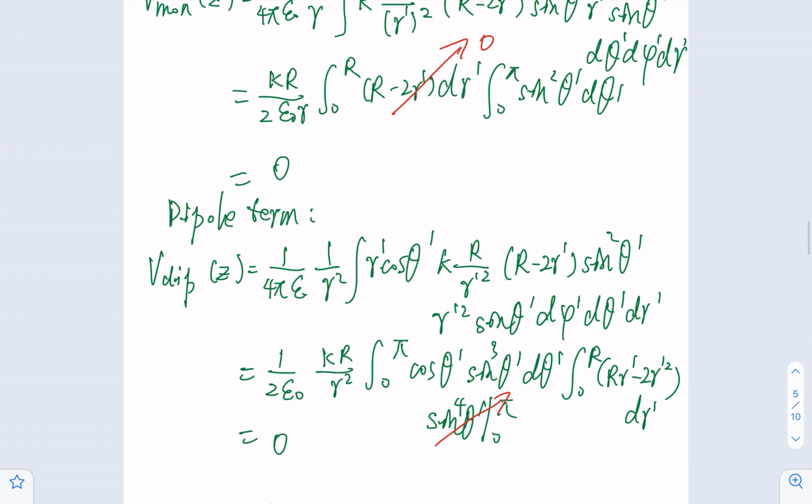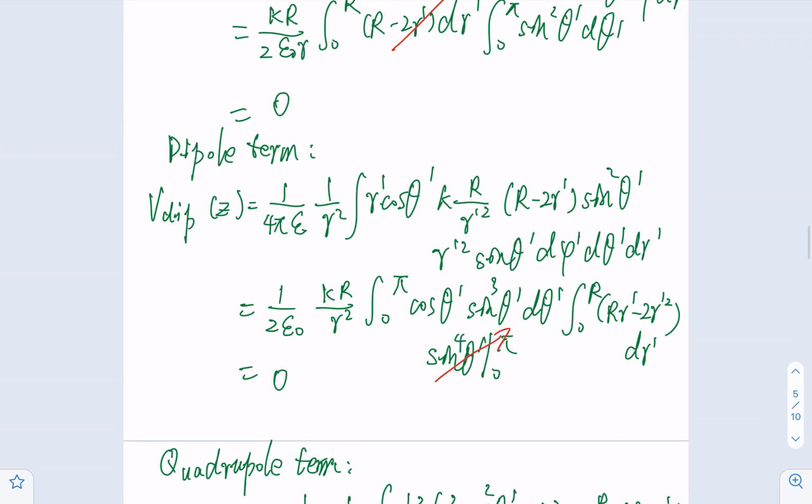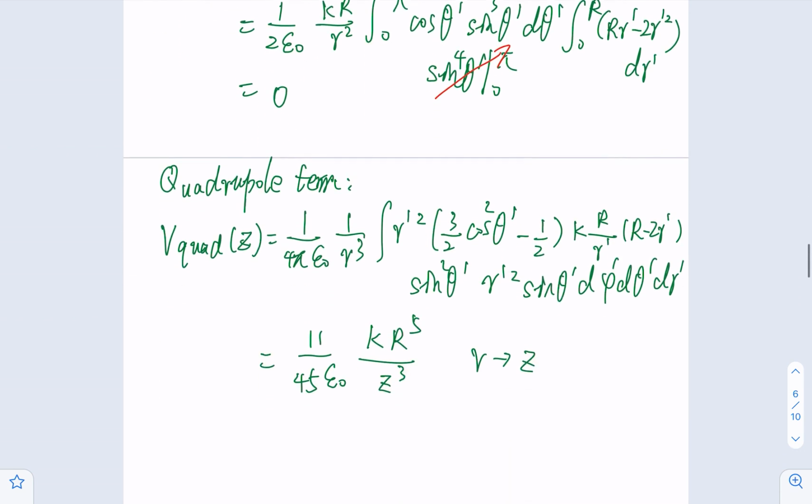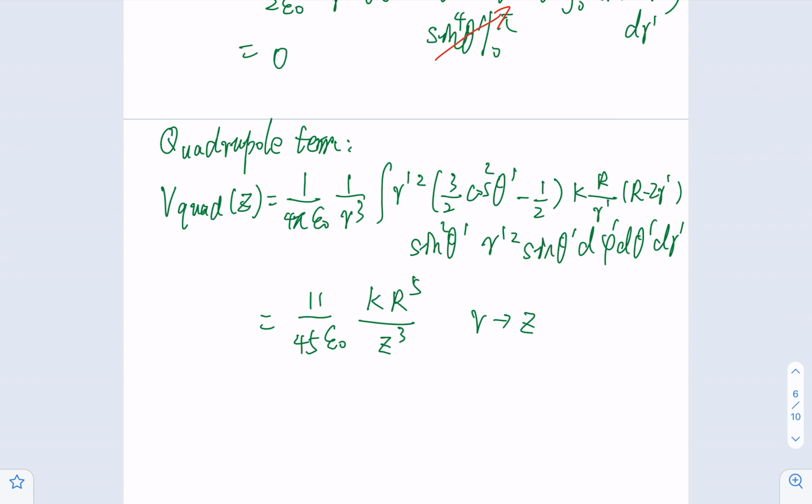And then the dipole term, we can do the same thing, except that we need to multiply by this r prime cosine theta prime for this dipole term, and also change the order to r squared. And this time, if we separate the radial and angular parts, we actually find that the angular integral goes to 0. So the total dipole contribution is still 0. Then this means that we have to go calculate the quadrupole term.